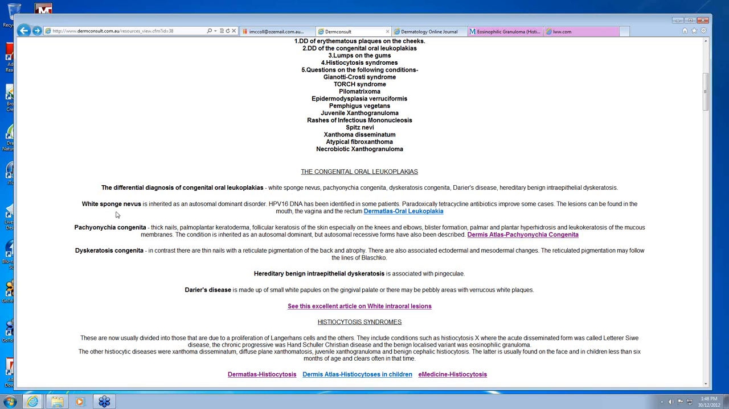What about a white sponge nevus? This lesion is usually on the buccal surface or the floor of the mouth. You very rarely get this on the tongue itself. Basically you have a white edematous area over the buccal mucosa. It's inherited as an autosomal dominant. HPV, Papillomavirus 16 DNA has been identified in some patients. But paradoxically, tetracycline antibiotics improve some cases. Similar lesions can be found in the mouth, the vagina, and the rectum.